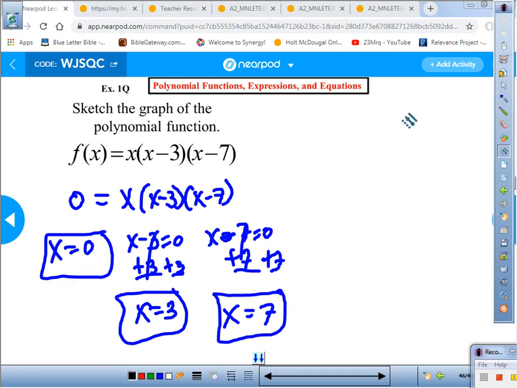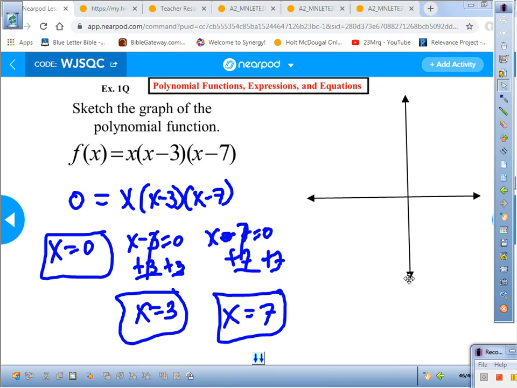Should be just about done? No? Share with your neighbor, see what they got. See if they have something similar to you. Help them out, please, and then I'll show you mine.